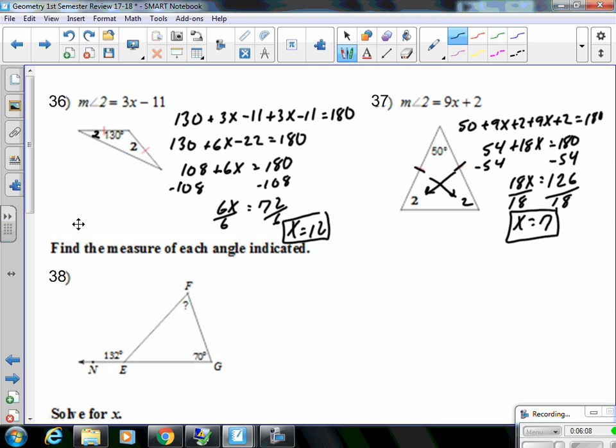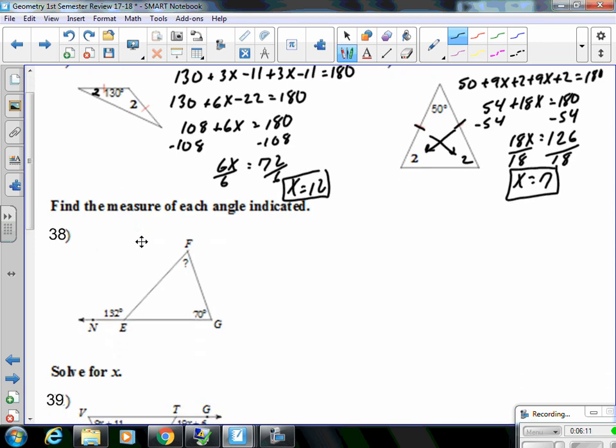All right. Find the measure of each angle indicated. All right, so they give us an exterior angle here, 132. The rule is that the exterior angle is equal to the sum of the two non-adjacent interior angles. So this 132-degree angle is going to be equal to angle F plus angle G, or 132 equals whatever that question mark is plus 70. So subtract 70, and 62 is what the question mark is going to be equal to.